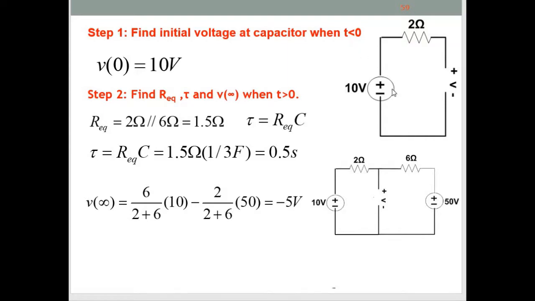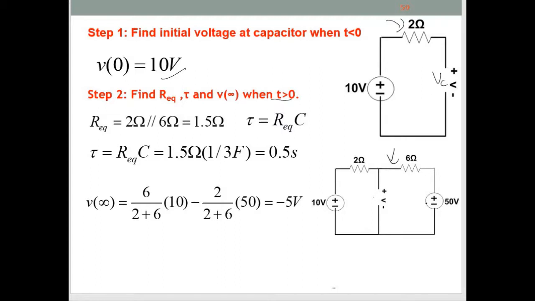This is when t less than 0. We are interested to find the VC here. Since there is no voltage drop at 2 ohm, VC is equal to 10 volt. Straightforward, the initial voltage. So now we want to analyze this circuit when t more than 0.